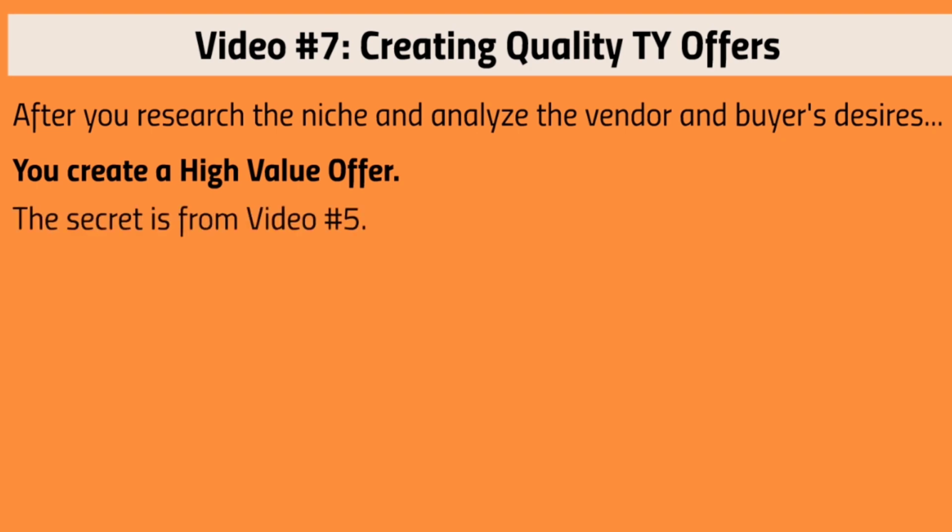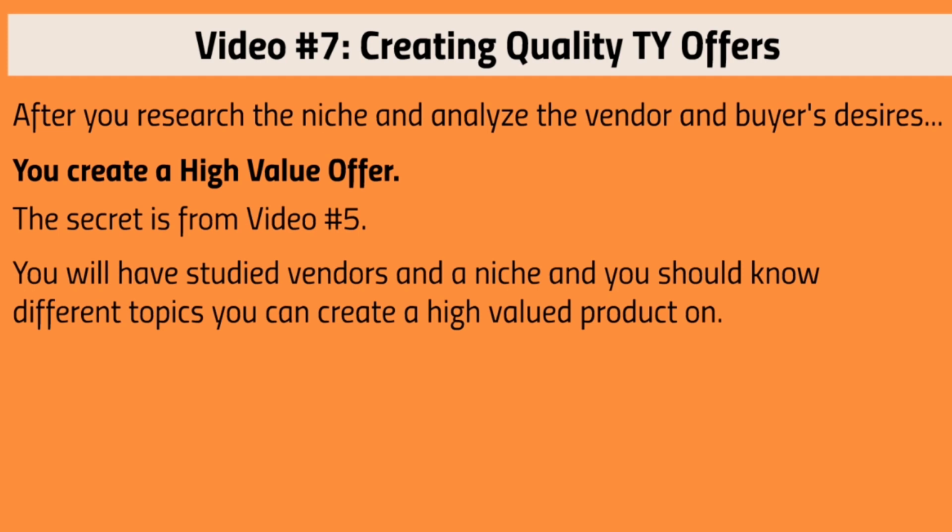The secret is from video number 5, where we talked briefly about finding vendors to piggyback on. In doing so, we were able to study the vendors and a niche, and you should know different topics that you can create a high value product on. Remember, it's not about creating something that the vendor has already created. It's about creating something of high value that is not in direct competition, but is related in some fashion, so that the vendor will say yes.